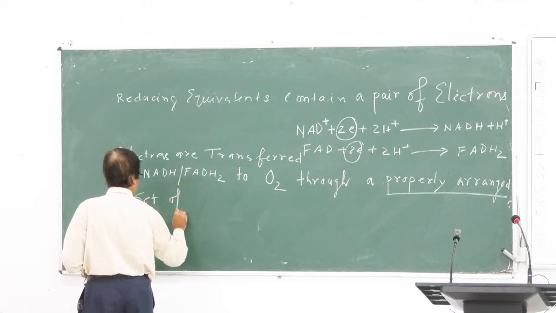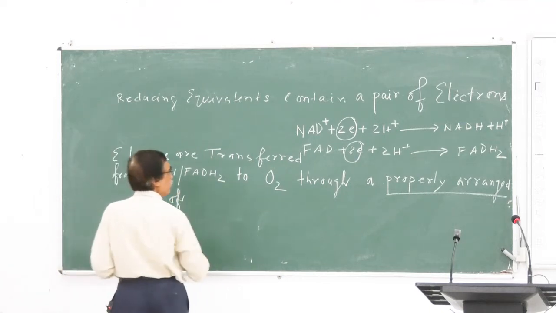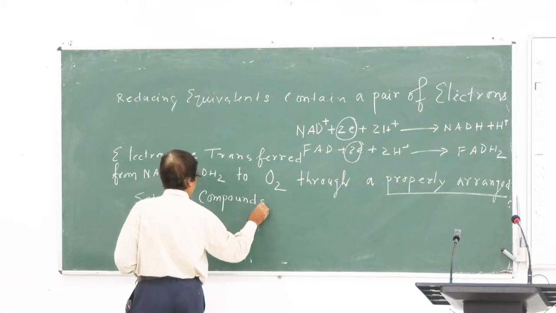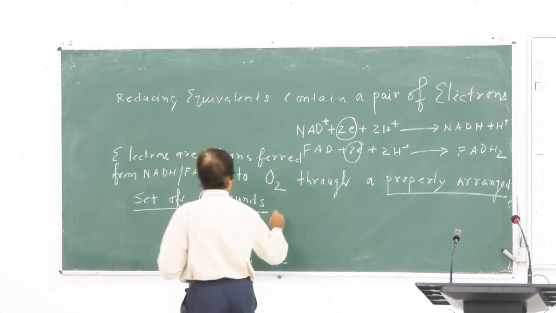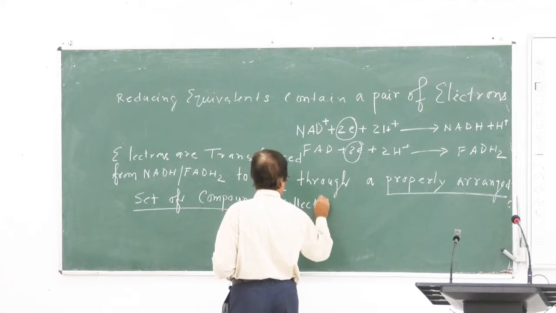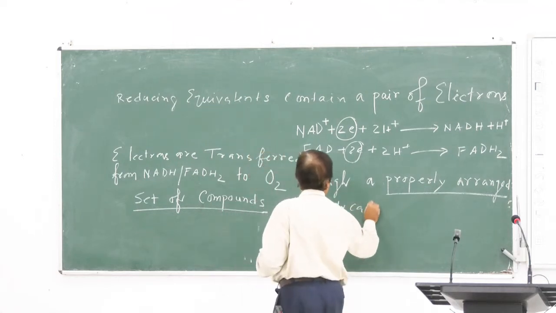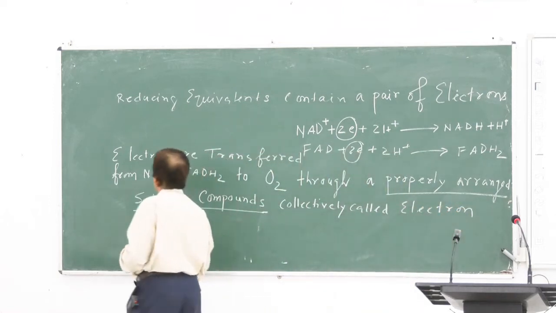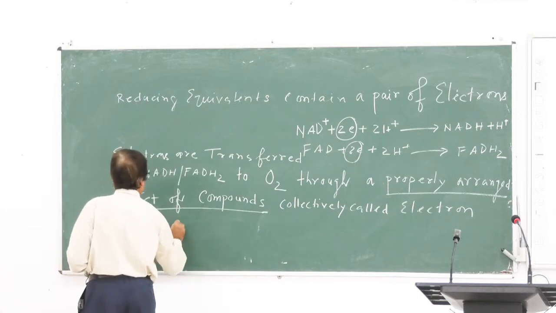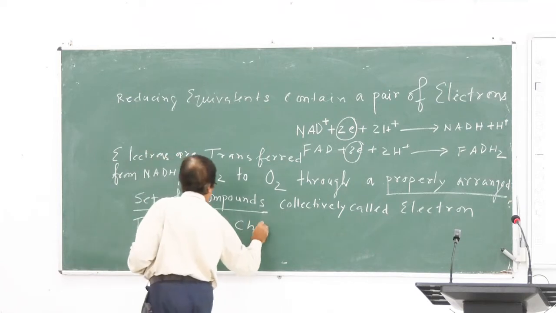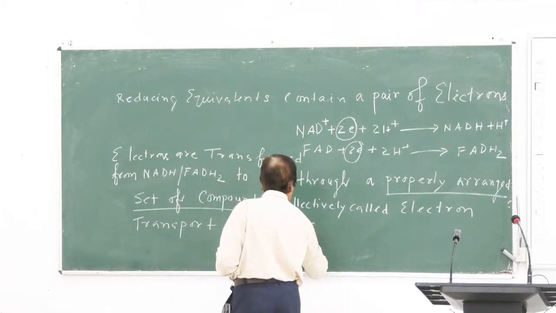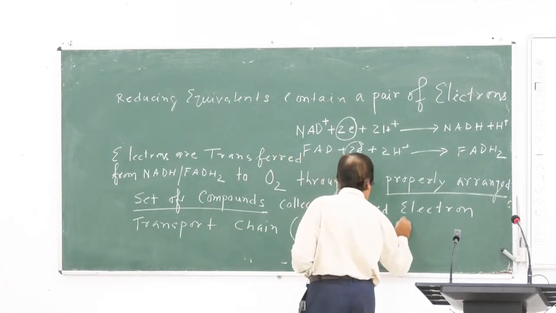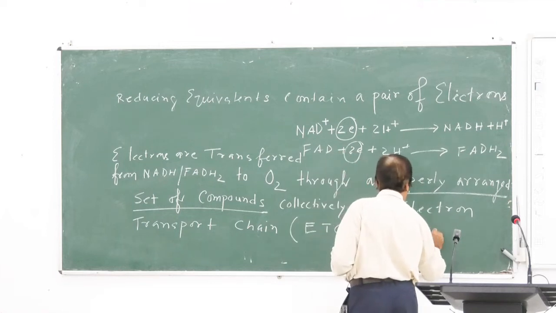set of components, collectively called the electron transport chain, or in abbreviation we write ETC. This is also called the respiratory chain. Similar thing, electron transport chain and respiratory chain, or similar.